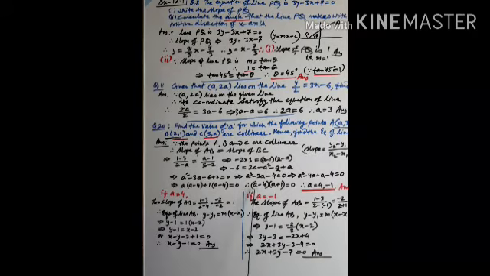So this factor is (a minus 4) into (a plus 1) equal to 0, therefore a equal to 4 or a equal to minus 1. So this is one answer. What you have to find is the value of a, so this is the value of a.